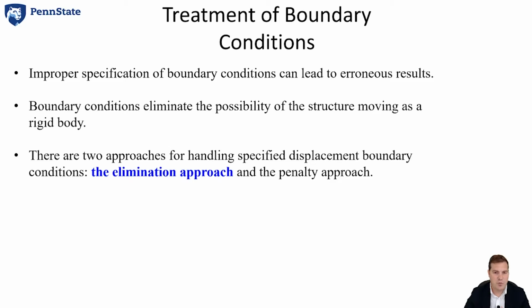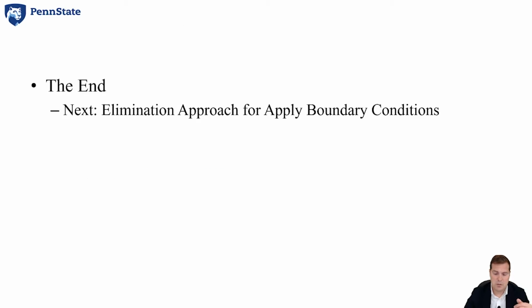There are 2 approaches for handling specified displacement boundary conditions, where we apply displacement to a node to move it, or we just say it's fixed. The first is the elimination approach, and the second is the penalty approach. We're going to go over the elimination approach in this class because it's really the easiest and most straightforward. So let's talk about that.